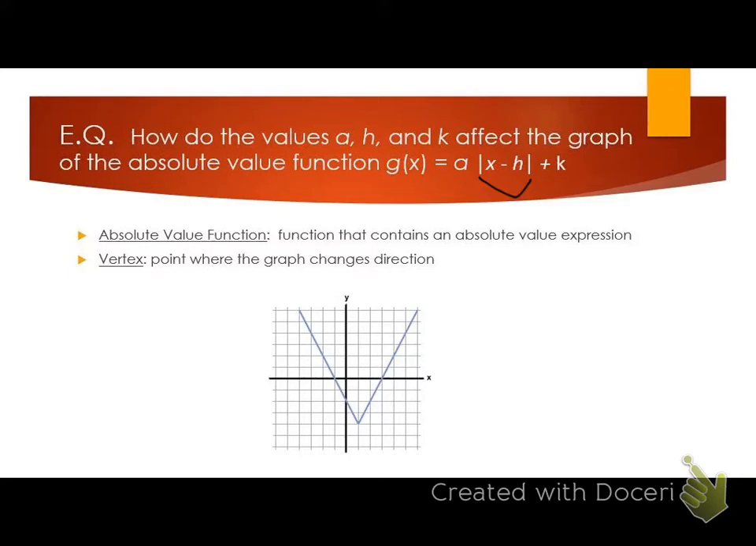Vertex. Now this is a geometry word that you may or may not have heard before, but this is the point where the graph changes direction. Since our graph is going to be V-shaped, as you see in the little example, as I follow this graph to the left, it's going down, but then all of a sudden it hits a point and it changes direction and it starts going up. So on that little graph I gave you, plot a little point at the bottom, and then write vertex. That is the vertex. So when I ask you in a little bit to make sure you graph the vertex, it's that point where the graph changes directions.